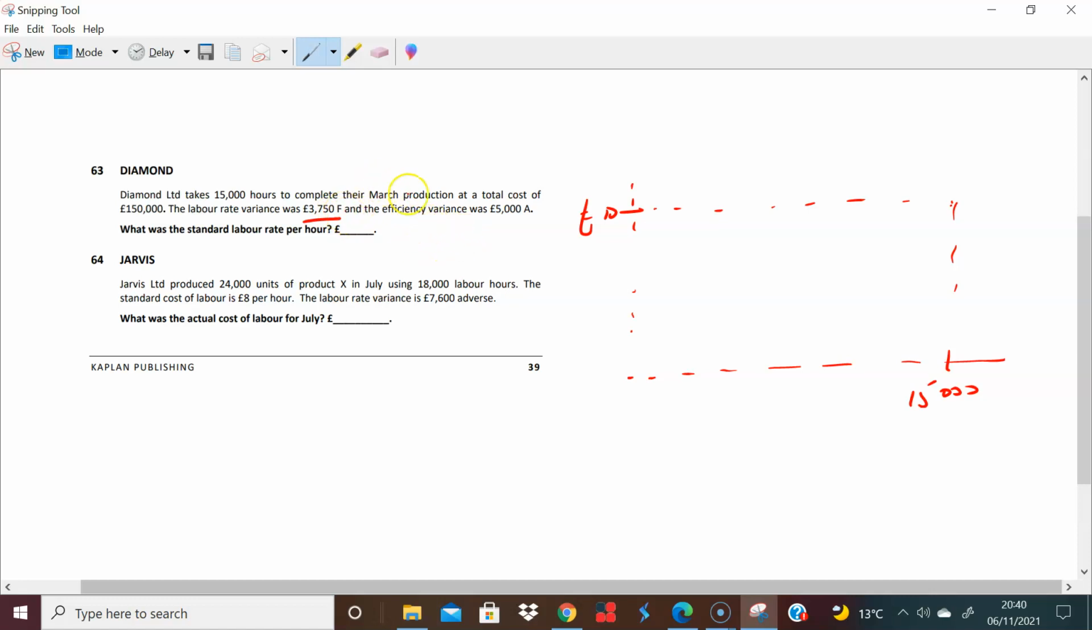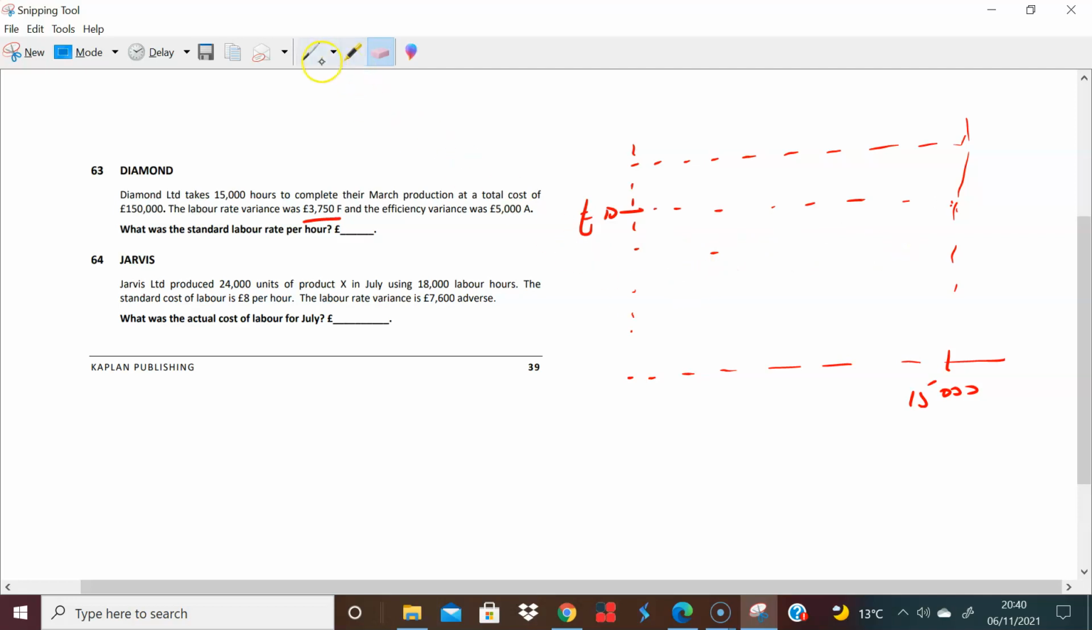Now, first of all, it says here that the labor rate variance was 3,750. Oh, sorry, forgive me. The labor rate variance was 3,750 favorable. So this is a good one actually. Sorry, it was favorable. So just bear with me. I don't know why I've just started off on that sort of note. I'll just clean this off.